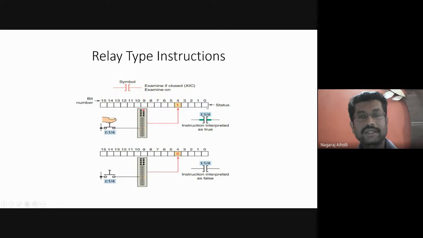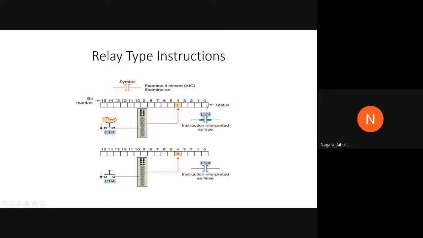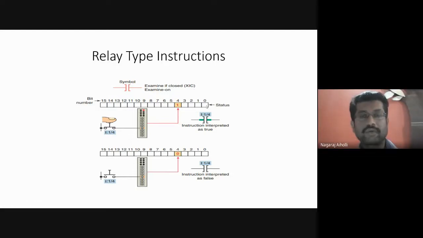If it is for the input, it is called the input image table. If the image table is used for the indication of the status of the output device, it is called the output image table. Here the bit numbers are from 0 to 15, total 16 bits. We can store the status of 16 input or output devices at a stretch. Which device's status is stored here? Let us see.